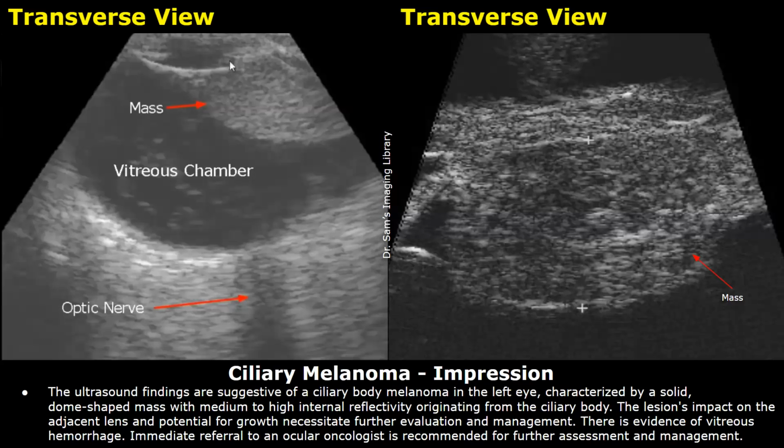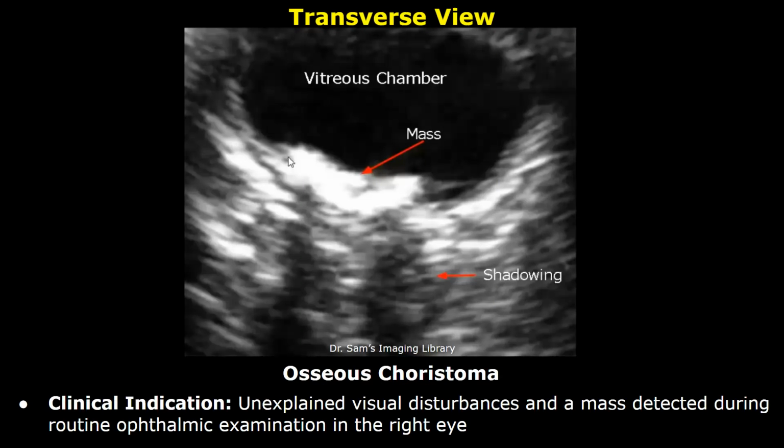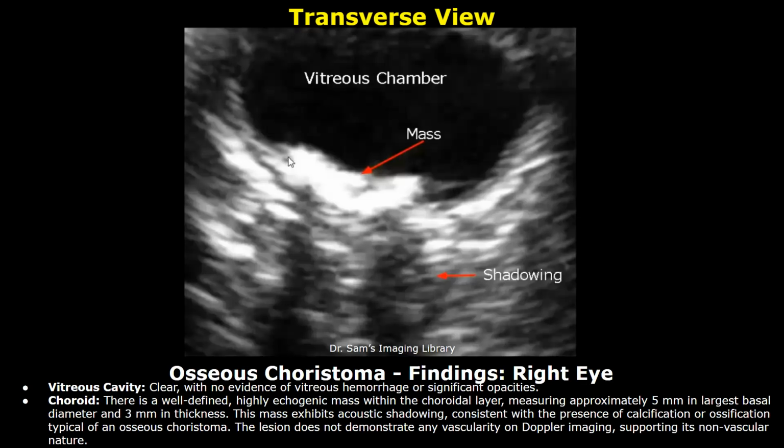This is a report of Osseous Choristoma. Clinical indication: unexplained visual disturbances and a mass detected during routine ophthalmic examination in the right eye. These are the findings. The vitreous cavity is clear.